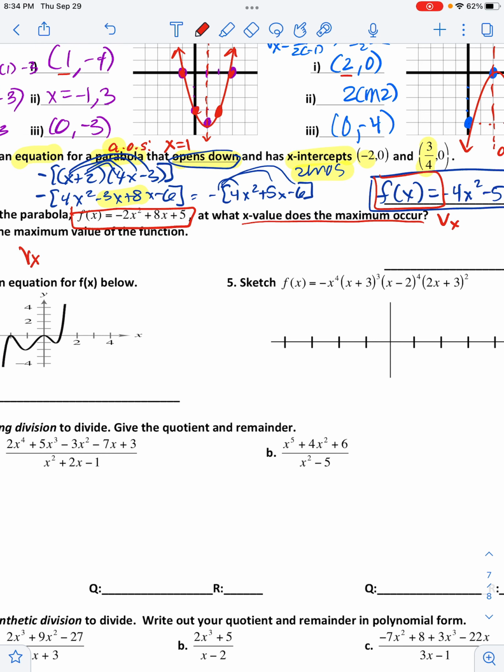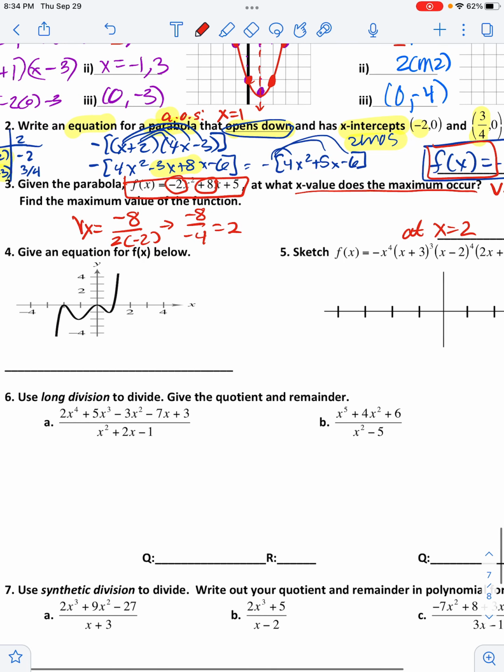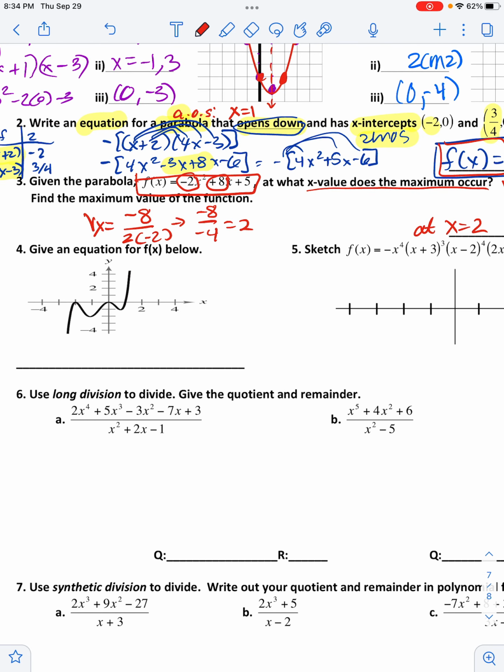So in order for me to find it, I take the opposite of my B value and put it over 2 times my A value. So I end up with -8 over -4. So that will occur at an x value of 2. So it's located at x equals 2. Not negative, the negatives cancel.